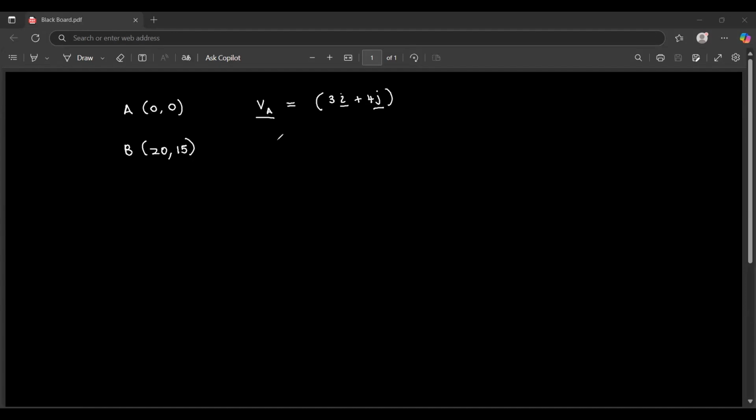It doesn't matter. I'm just using two specific vectors here because that will be easy for us to understand and visualize. So the velocity vector of B is given as, let's say, 2i minus 5j. Now they are asking what will be the distance between particles A and B in, let's say, 20 seconds. T is equal to 20 seconds.